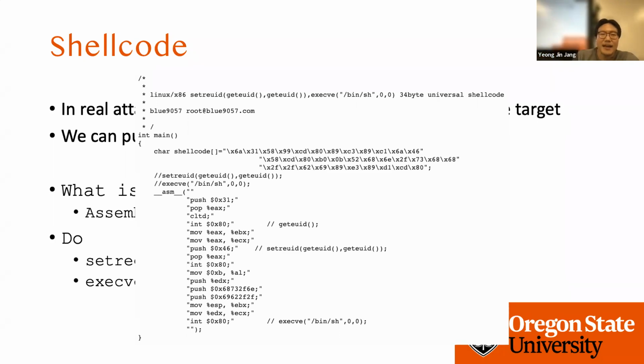We can put any hexadecimal number from 0 to FF to represent a character. And because these opcodes sometimes include non-printable characters, the shellcode will result in a string like this. And what we will do is put this shellcode somewhere in the stack, and then we will change the return address to there.